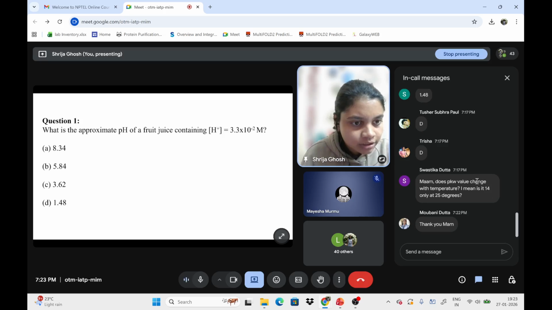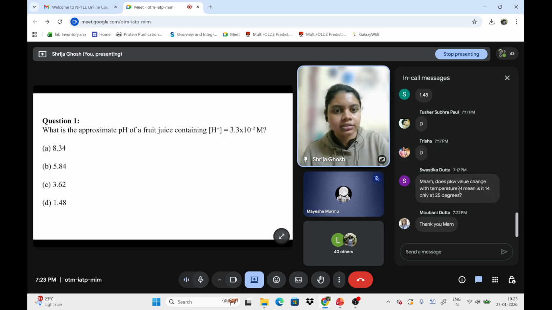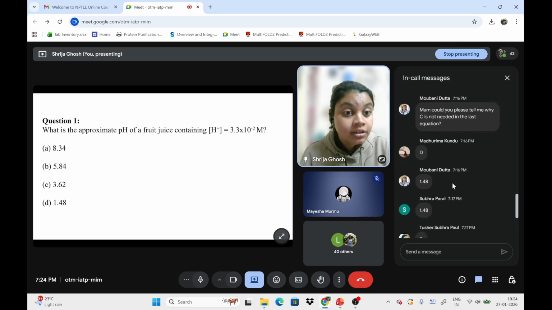I have one more question. Does pKw value change with temperature? I mean, is it 14 only at 25 degrees Celsius? Yes, it is temperature dependent. Even pH is temperature dependent. All these dissociation constants that are given, mostly they are given at standard temperature and standard pressure, at STP. How slow or how fast the ions are going to dissociate is always going to be dependent on temperature. So Swastika, I hope your question is answered.